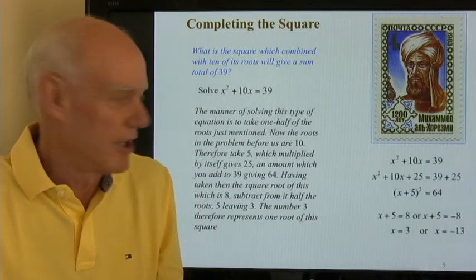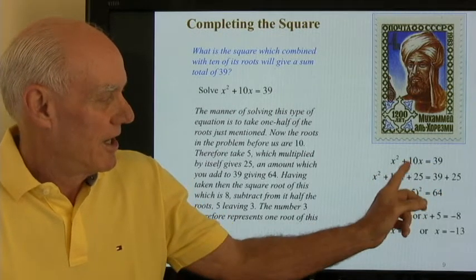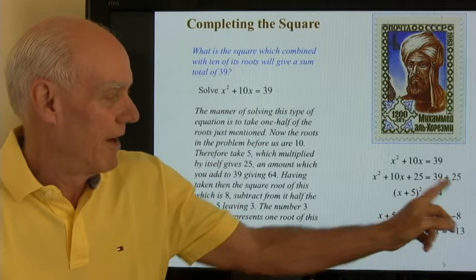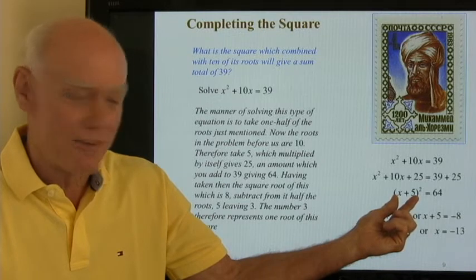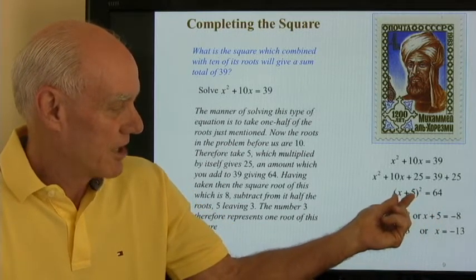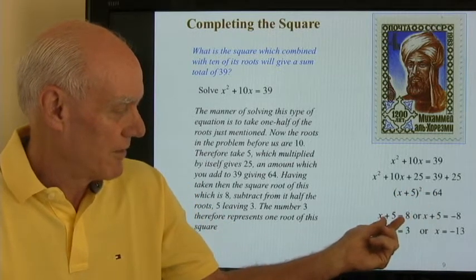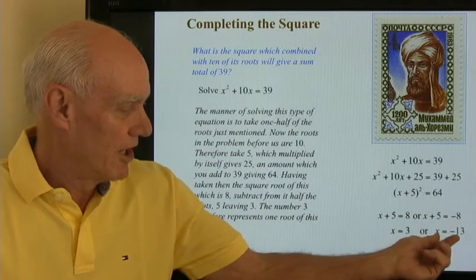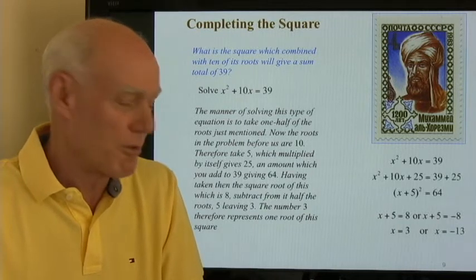Here is what it looks like in our notation. x squared plus 10x equals 39. Take half the coefficient of 10, which is 5, square it, which is 25, and add it to both sides. This becomes the perfect square, (x plus 5) squared. The right side is 64. That means (x plus 5) squared equals 64 implies that x plus 5 is 8 or x plus 5 is negative 8. So we get 3 or negative 13. So Al-Khwarizmi is talking about this root right here, 3.